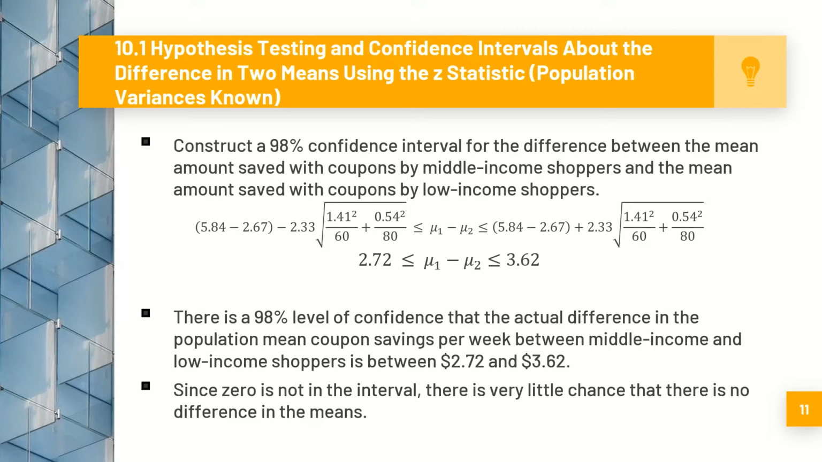It would give you a result of 2.72 less than or equal to the difference between the means of the population, less than or equal to 3.62. There is a 98% level of confidence that the actual difference in the population mean coupon savings per week between middle-income and low-income shoppers is between 2.72 and 3.62.